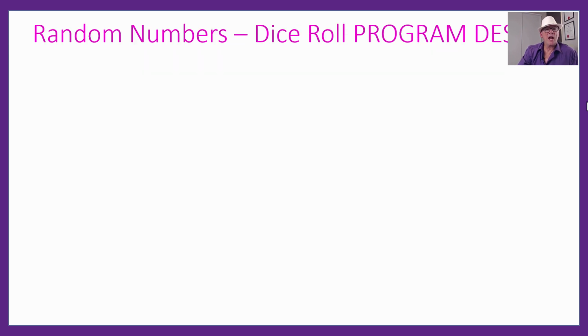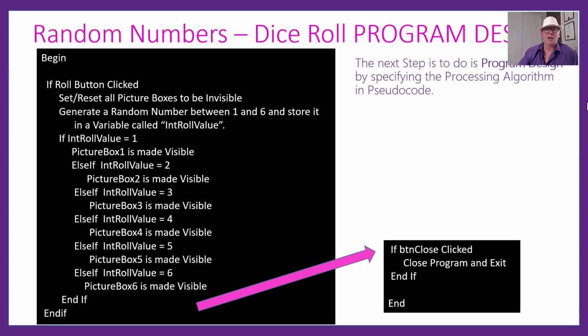All right. Now, random numbers, the program design. So we've got the form all sorted. Now we're ready to do the program. So we do pseudocode for the algorithm. And this is another thing which needs to go into your Word document. It's part of your design documentation and something you would hand up that forms part of your assessment.